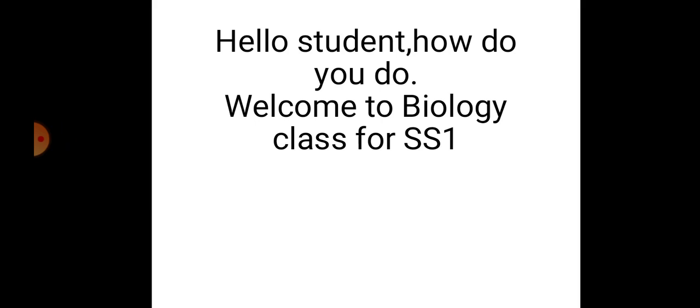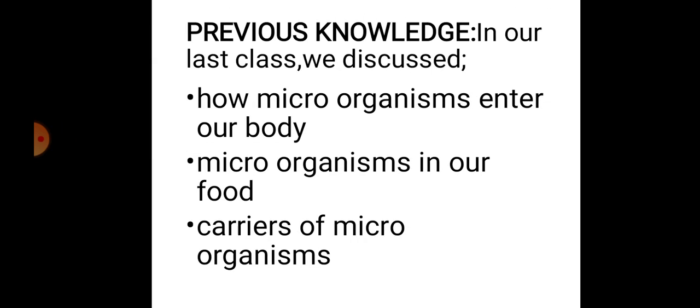Before we move on, let us look at what we did in our last class, which is the previous knowledge. In our last class, we discussed how microorganisms enter our body, microorganisms in our food, and carriers of microorganisms. We split these carriers into two: the non-living carriers and the living carriers. The non-living things that carry microorganisms include water, food, and air. The living things were the vectors that carry microorganisms. The examples of vectors were the housefly, rats, mosquito, amongst others.